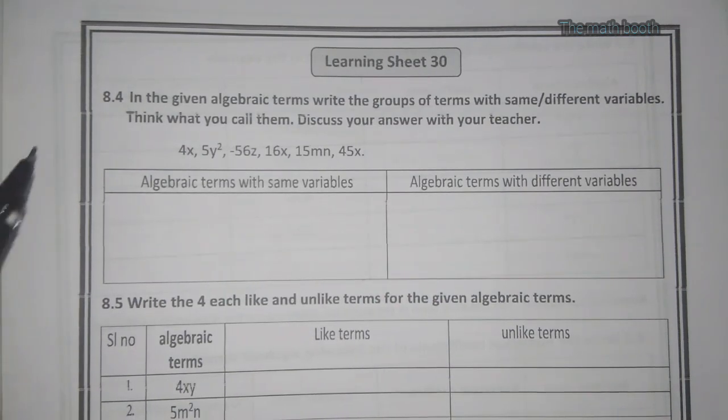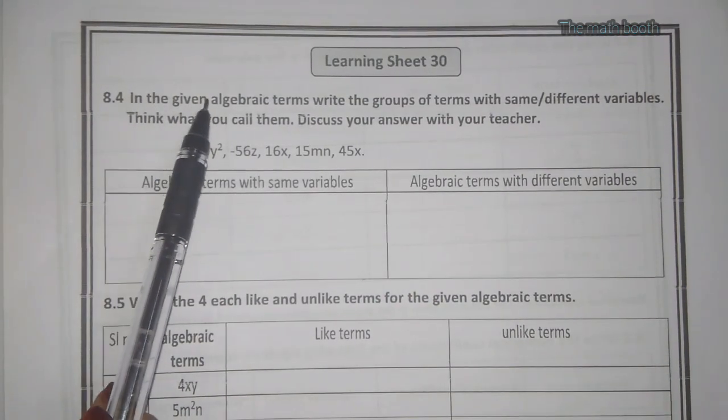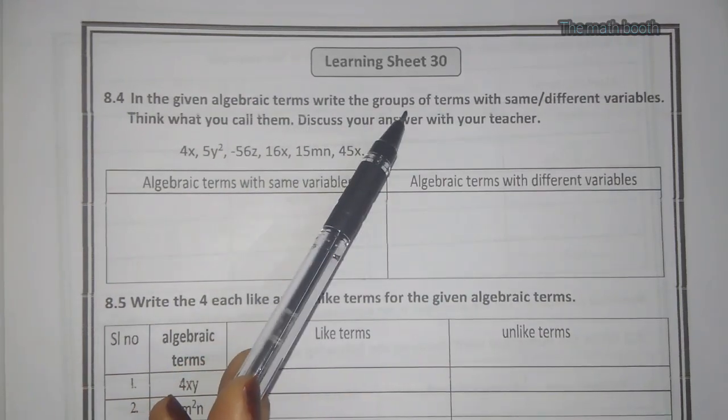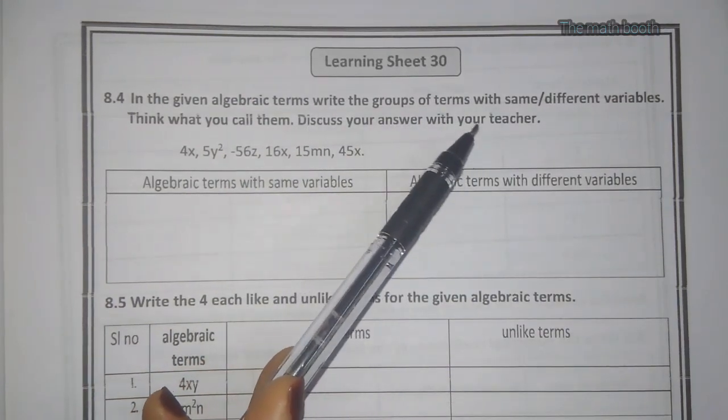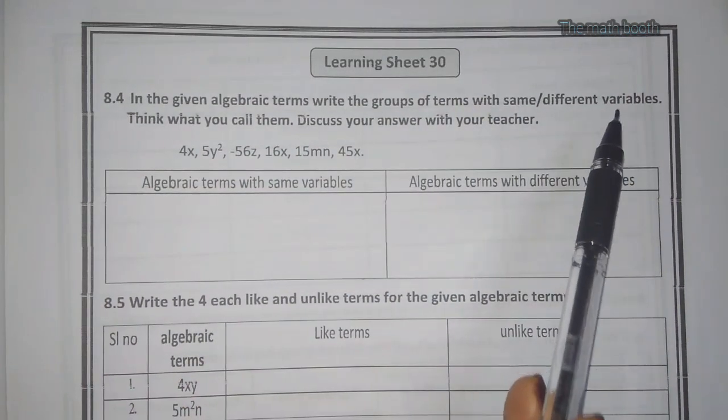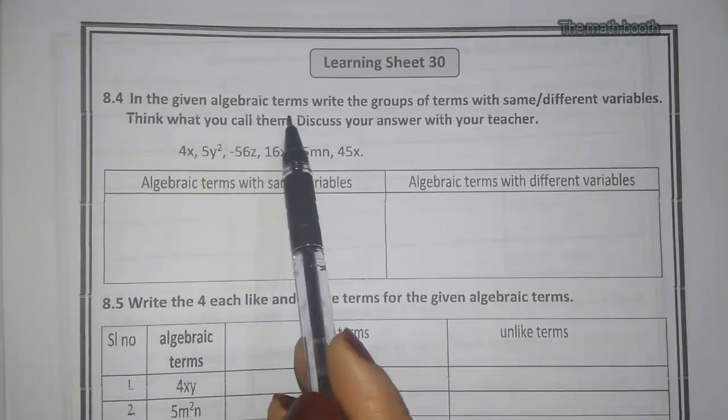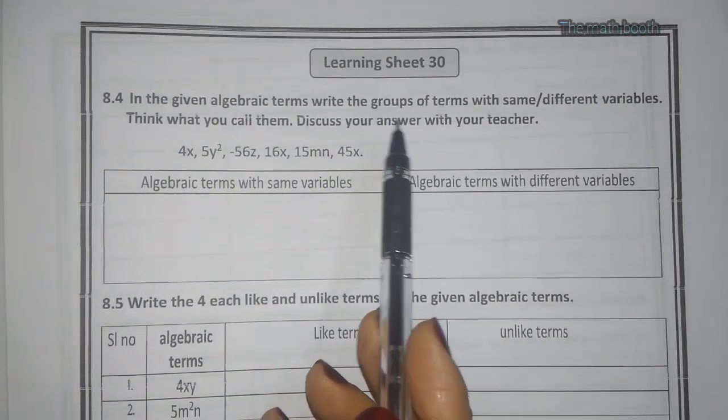Today I am here with Learning Sheet 30 of Kalika Chetharike for 8th standard. So let us see what they have given in this learning sheet. In the given algebraic terms, write the group of terms with the same and different variables. Think what you call them. Discuss your answer with your teacher.